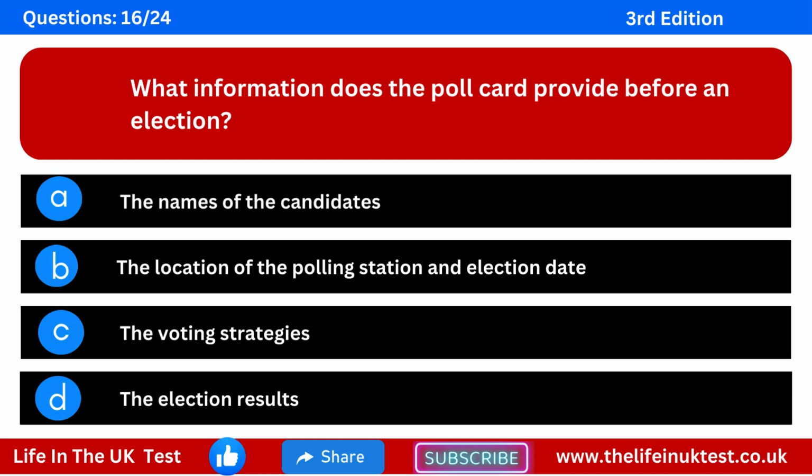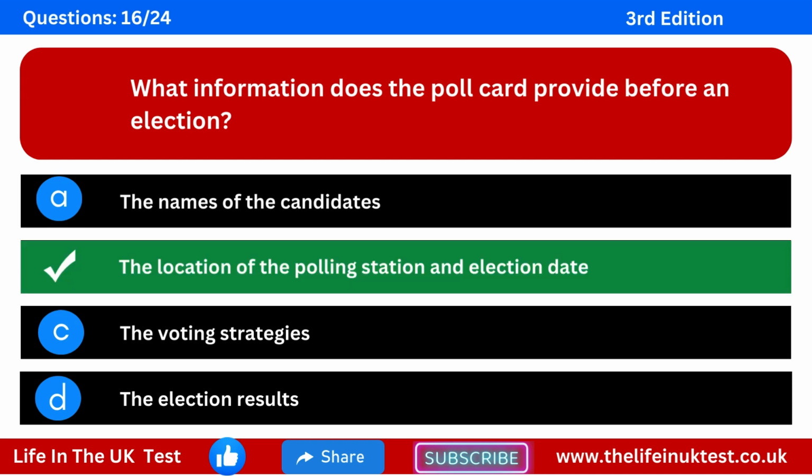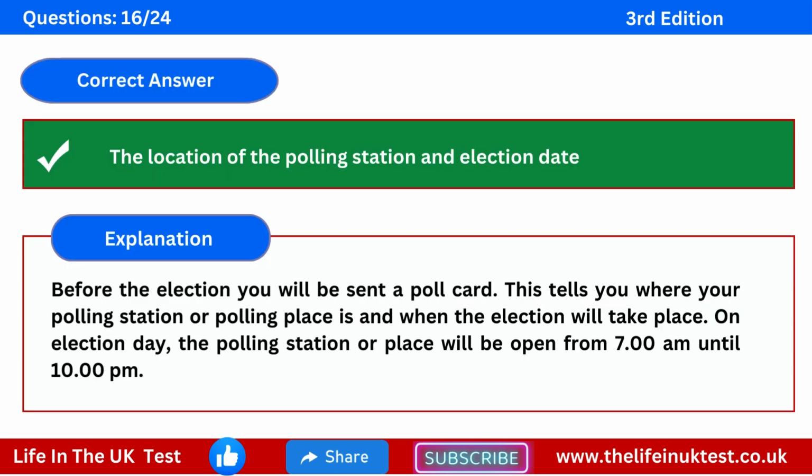Option A, the names of the candidates. Option B, the location of the polling station and election date. Option C, the voting strategies. Option D, the election results. The correct answer is the location of the polling station and election date.